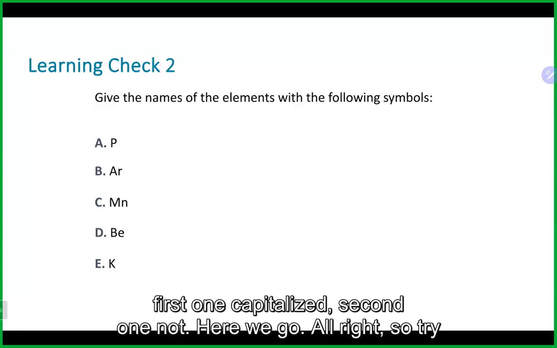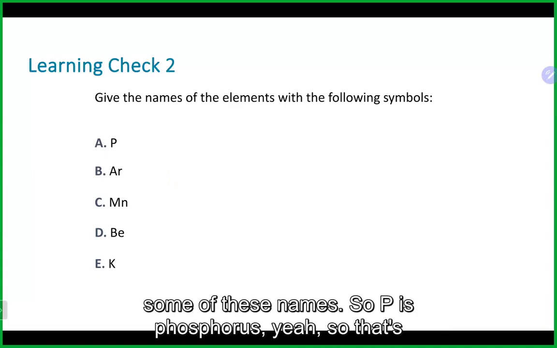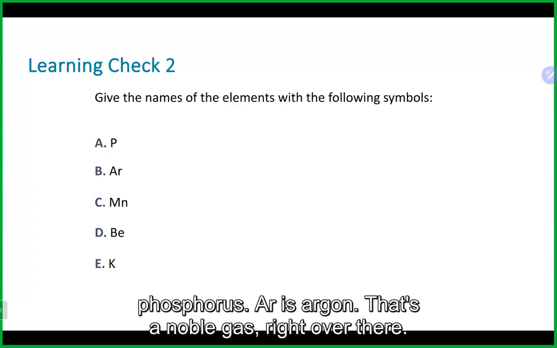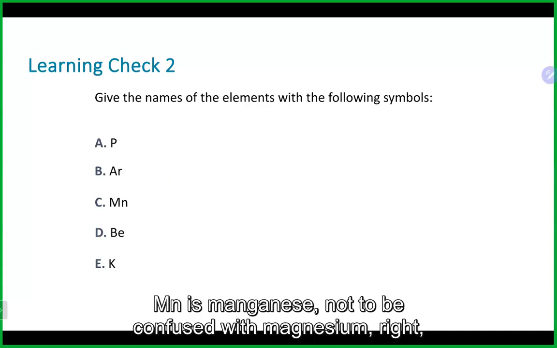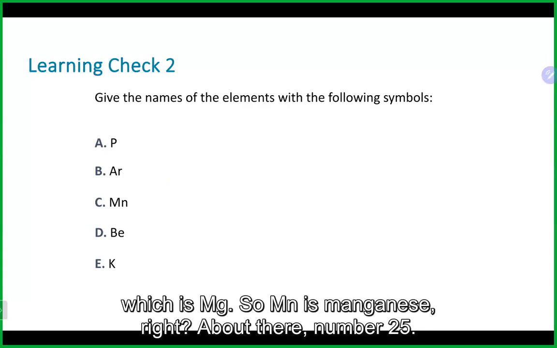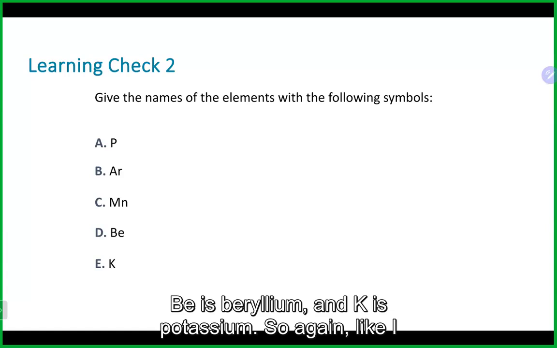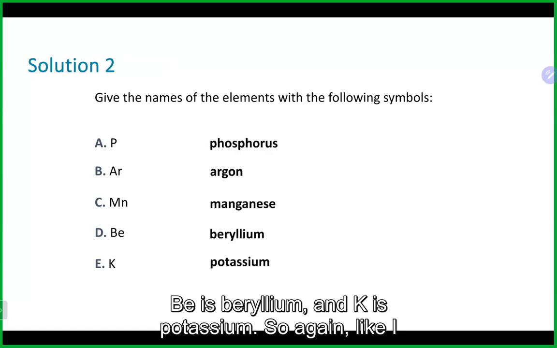All right, so let's try some of these names. P is phosphorus. Ar is argon, that's a noble gas right over there. Mn is manganese, not to be confused with magnesium, which is Mg. Mn is manganese, right about there, number 25. Be is beryllium, and K is potassium.